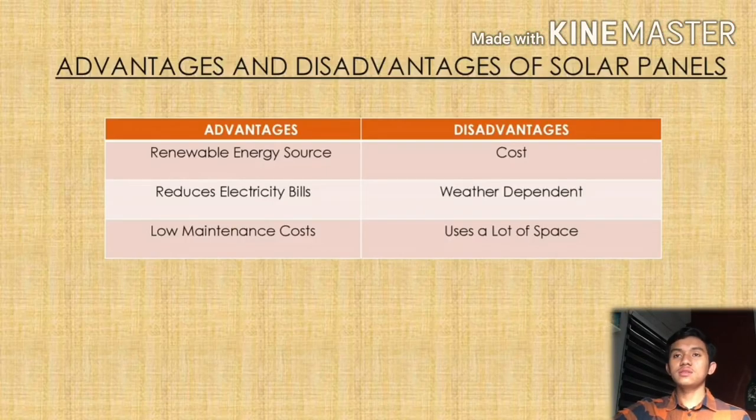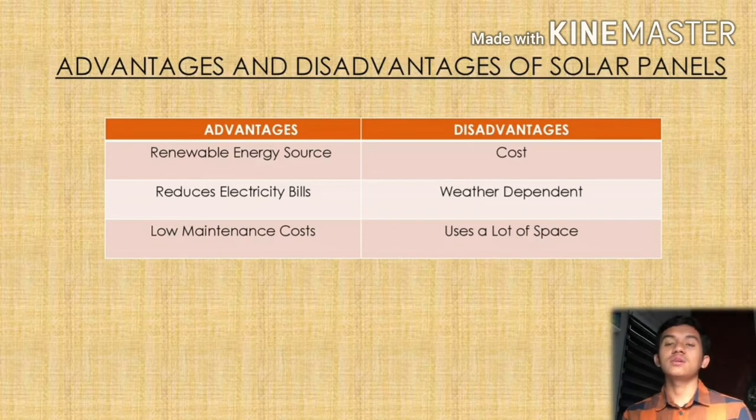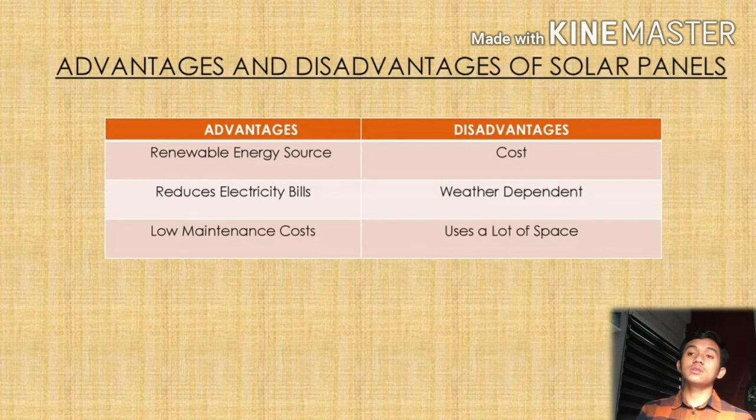The next slide is advantages and disadvantages of solar panel. Okay, the first one is renewable energy source. What is called renewable energy? Renewable energy is the energy from a source that is not depleted when used, such as wind power or solar power. The next advantage is reduced electricity bill.